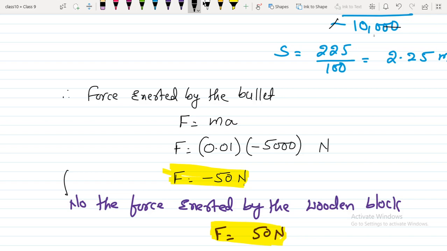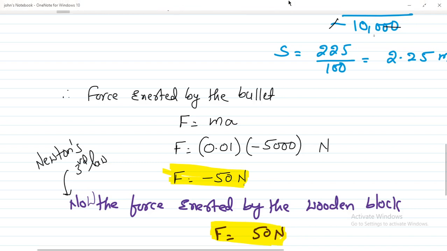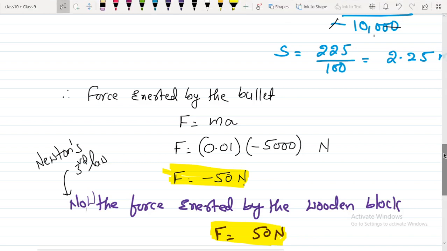So here we are using Newton's third law. So according to Newton's third law, if the force exerted by the bullet equal to minus 50 newtons, now this is supposed to be the force exerted by the wooden block. So this force is also equal in magnitude but opposite in direction. So that's why we take out the negative sign. So this is the amount of the force which is exerted by the wooden block on the bullet.